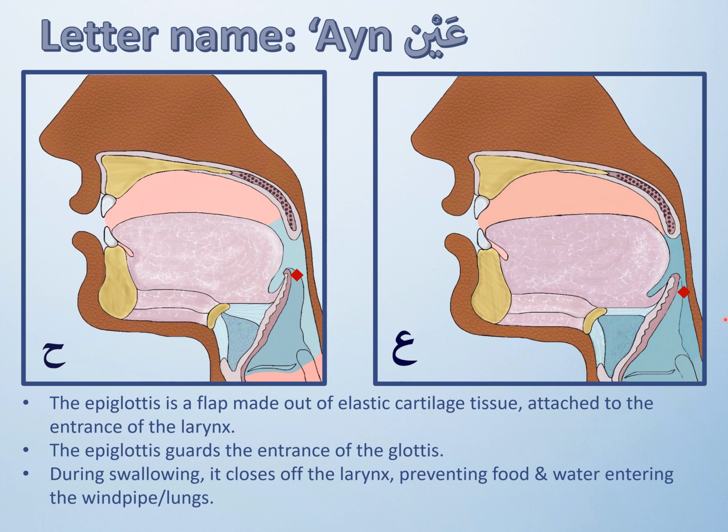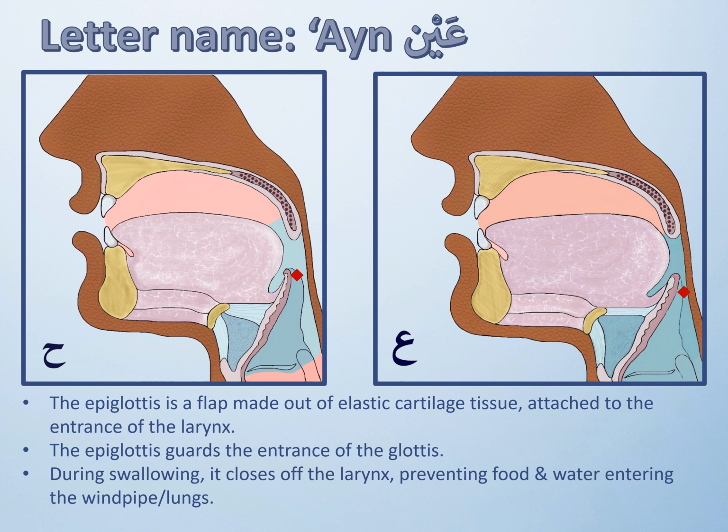So you can see it's pointing upwards here. So it points upwards whilst breathing, and when swallowing, it falls to a horizontal position to close off the larynx, i.e. to prevent any food and water entering the windpipe and the lungs. And we can see this on the next slide.